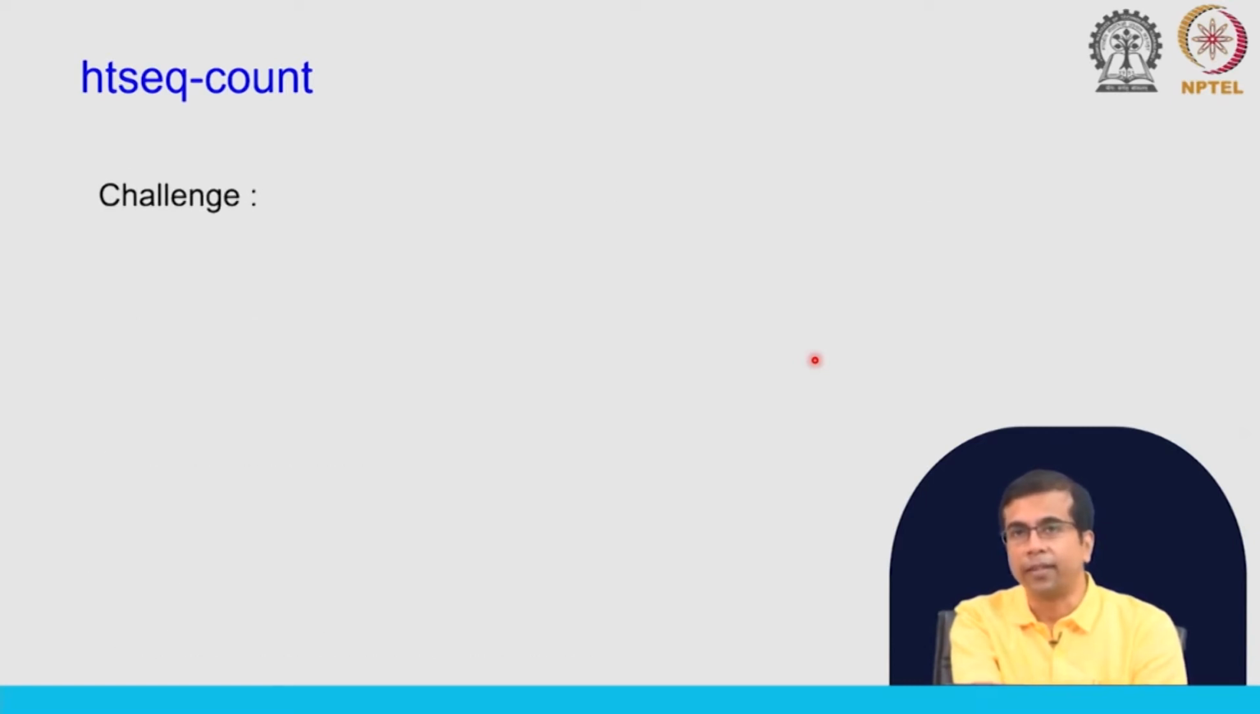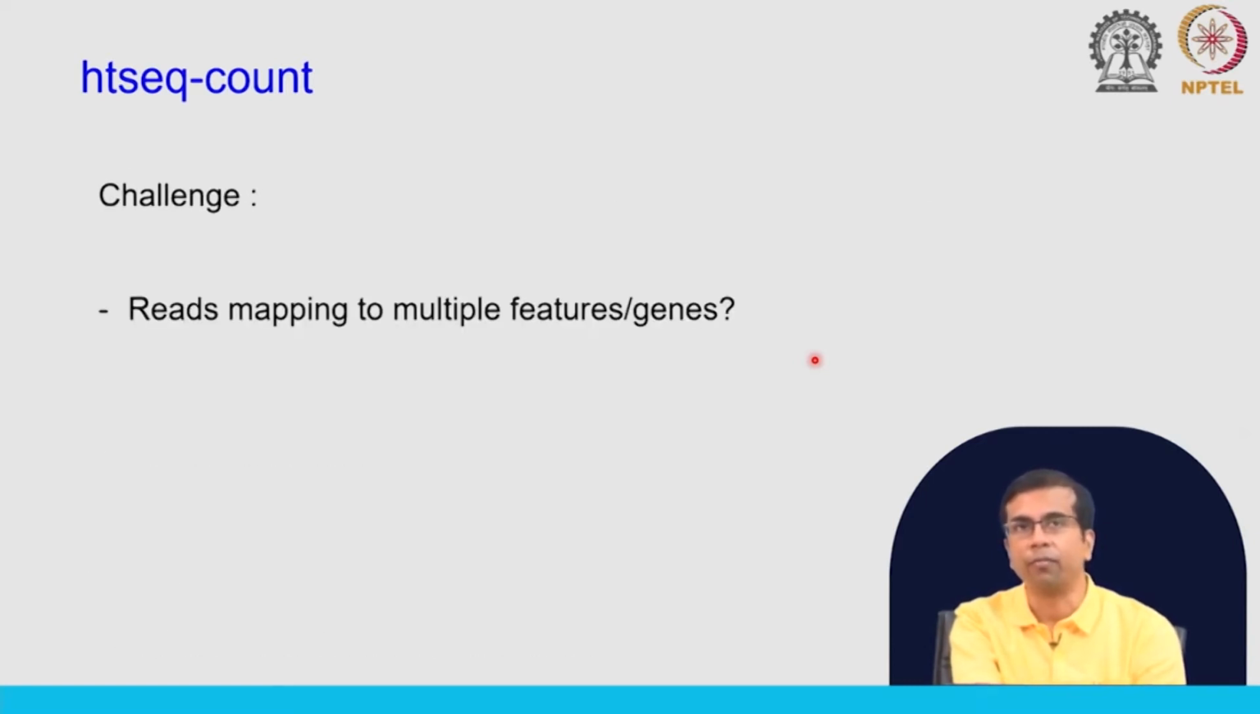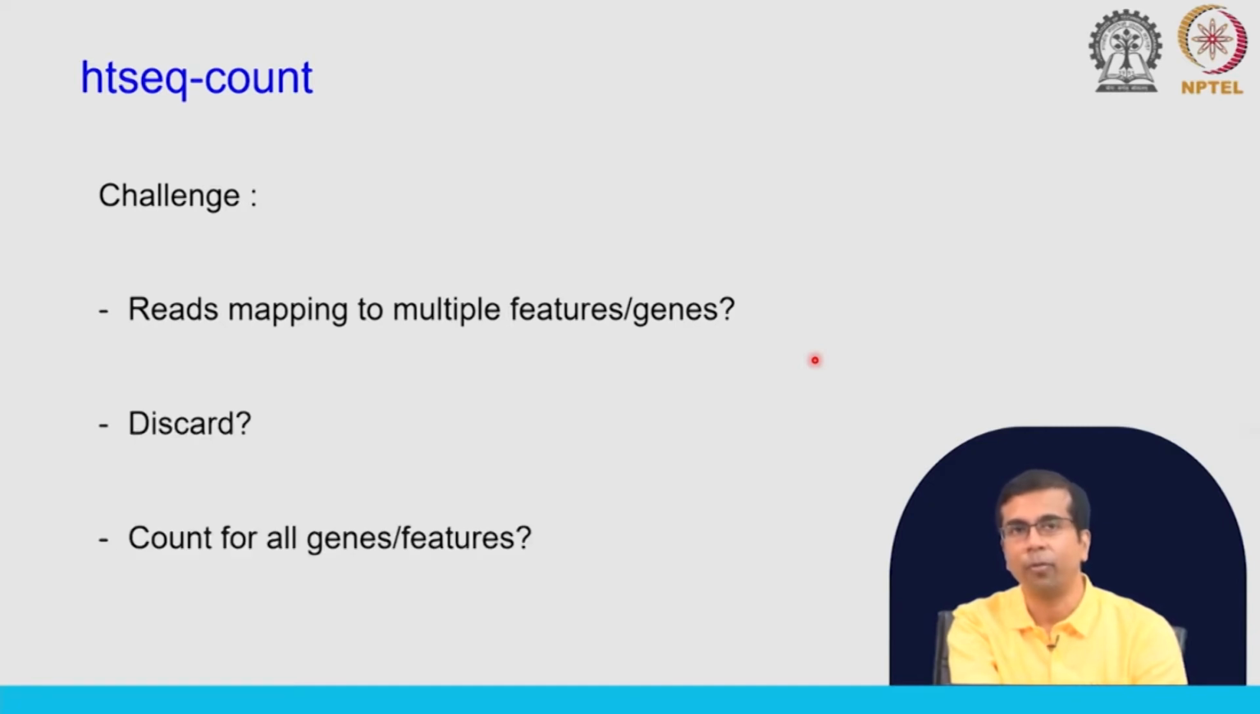And what are the challenges here? Of course, this is a very simple process. One is if you have reads that map to multiple features or multiple genes. Okay. This is something where we go back to the mapping to repetitive sequences, right. So, if you have reads mapping to multiple features and genes, how do you count those reads, right? Do you count them for both genes or both features, or do you just discard them, right? So, what are you going to do?